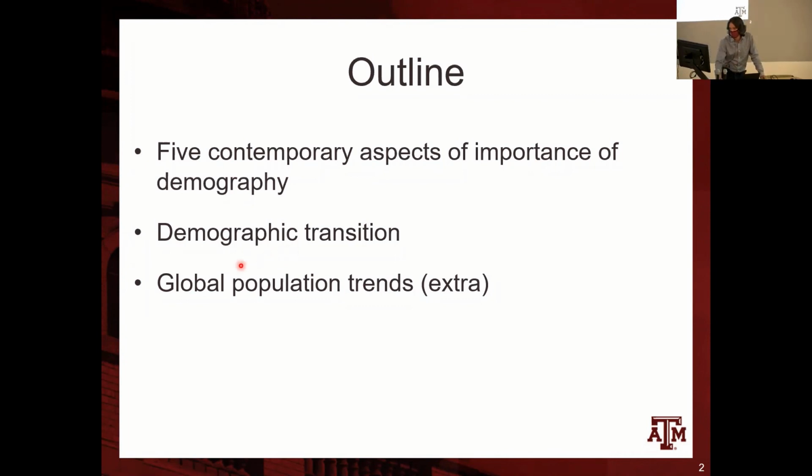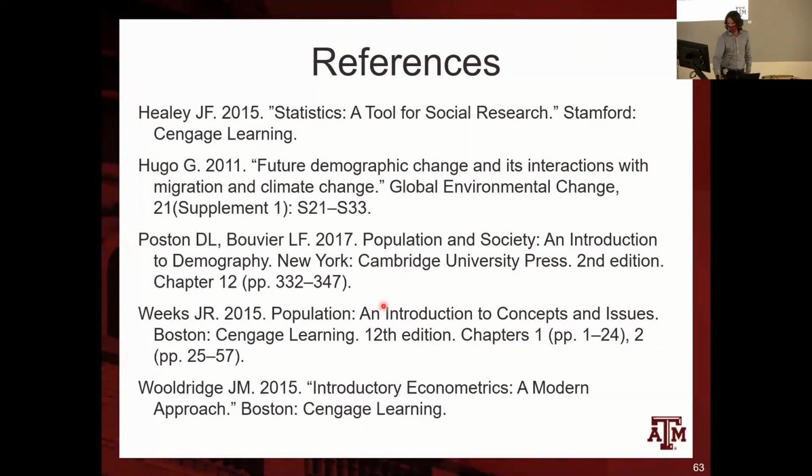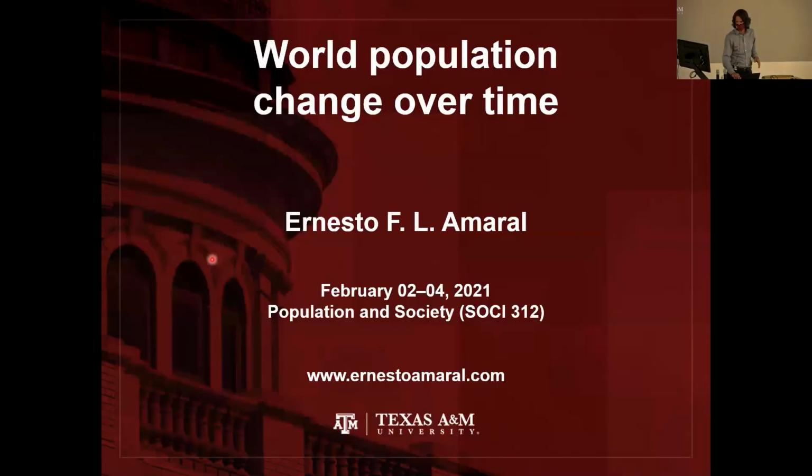And all this material here on global population trends is extra information that I'm not going to cover in the course, but the slides are there, and it's from another textbook. So at the end of this chapter, Wix is the source of data that I got for that third bullet point. But the first two come more from our textbook by Poston and Bouvier. Okay?